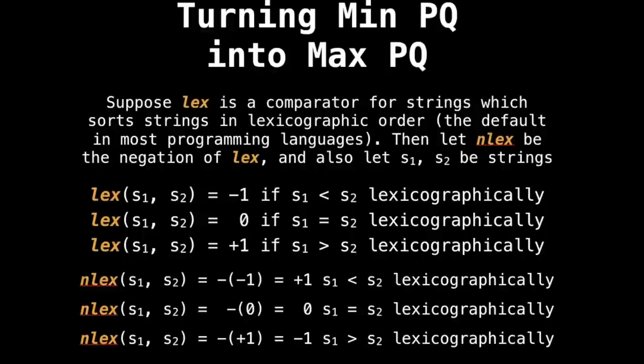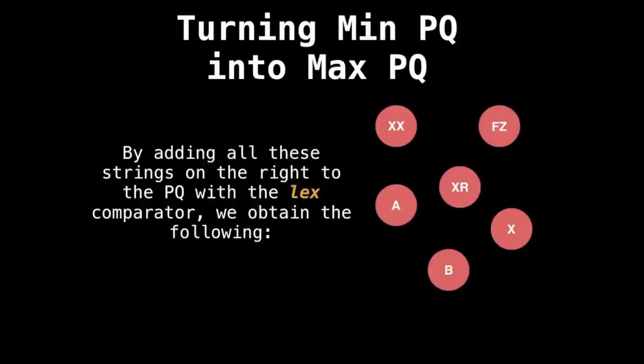So just to break it down, lex sorts strings lexicographically, but we're interested in negating lex so that longer strings appear before shorter strings, and also that strings with letters at the end of the alphabet appear before those containing letters at the beginning of the alphabet. I think I said that right. This would in effect turn a min heap into a max heap. Let's look at a concrete example.